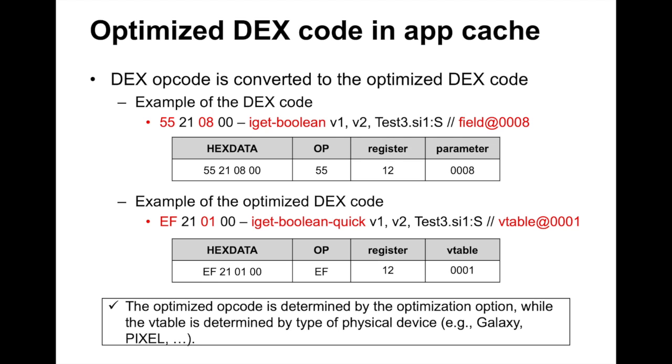For example, if the DEX opcode is like this, the opcode is changed to the optimized opcode, and the parameter field is changed to the vtable field. The optimized opcode is decided by the optimization option, while the vtable is determined by the type of physical device. For example, in the Galaxy, the vtable value can be 1, while in the Pixel, the vtable value can be 2.